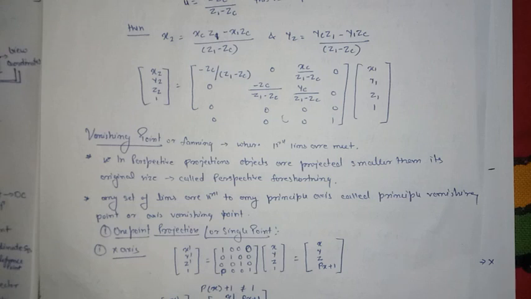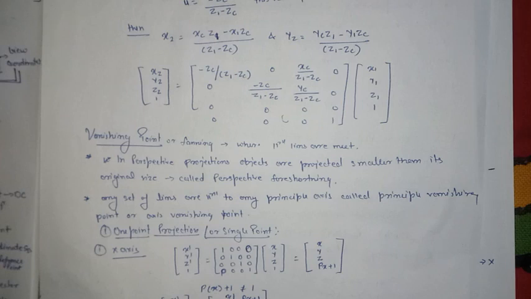This feature is called perspective foreshortening. Any set of lines parallel to a principal axis meets at the principal vanishing point, or axis vanishing point. These vanishing points are three: 1 point projection, 2 point projection and 3 point projection. Simple: in 1 point projection there is one vanishing point, in 2 point projection there are two, and in 3 point projection there are three.